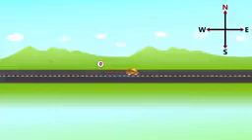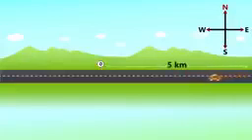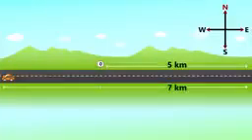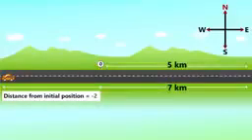The car started from point 0 and moved 5 kilometers forward. Then it turned and started moving towards the same point from where it had started. After traveling for 5 kilometers, it comes to point 0 again. This is the same position from where the car had started. From this position, the car then continues to move backwards for an additional 2 kilometers. Looking at the picture, we can clearly see that the car is 2 kilometers from its original position.